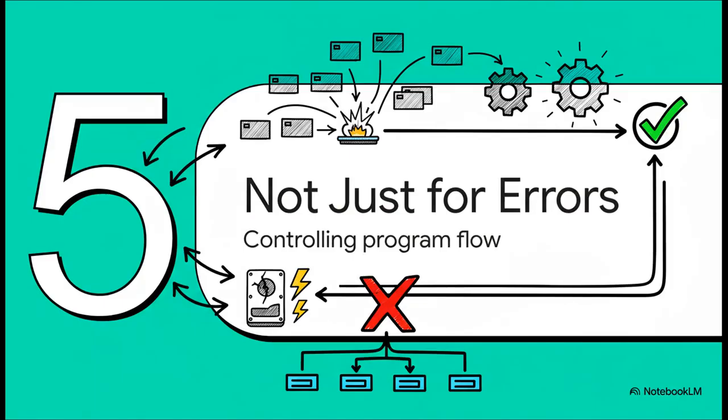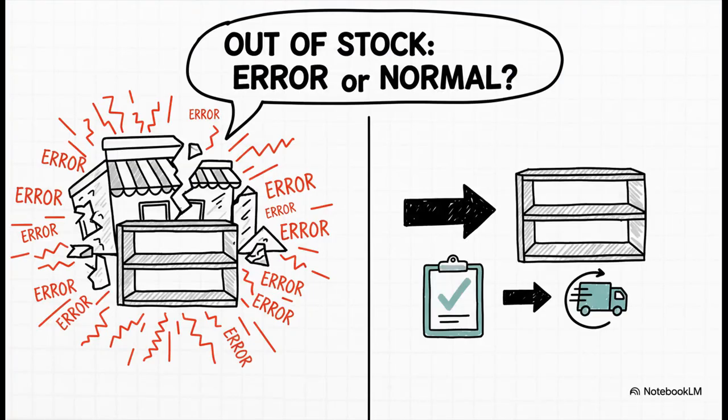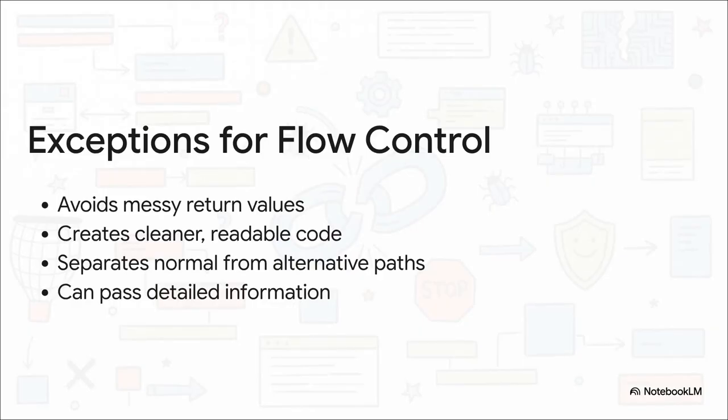Okay, so here's the big takeaway. Exceptions aren't just for disasters. They're not just about preventing crashes. When you use them cleverly, they can be an amazing tool for just controlling the flow of your program. Think about it. Let's say you're building an e-commerce site. Is an item being out of stock really a system crashing error? Of course not. It's a totally normal, predictable event in the life of a store. And this is a perfect example of using exceptions for what we call flow control.